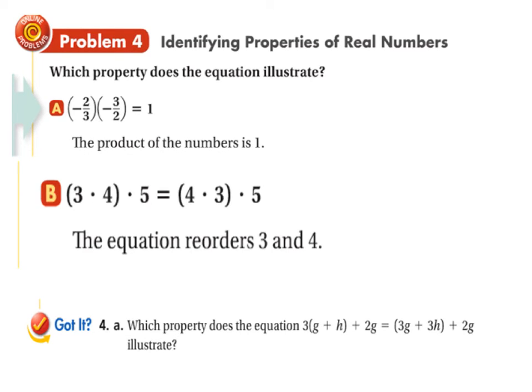And then the problem at the bottom, we've got the 3 multiplying the g plus h quantity and adding another 2g at the end, and then on the other side the 3 has been distributed into those parentheses. So that is an example of the distributive property.